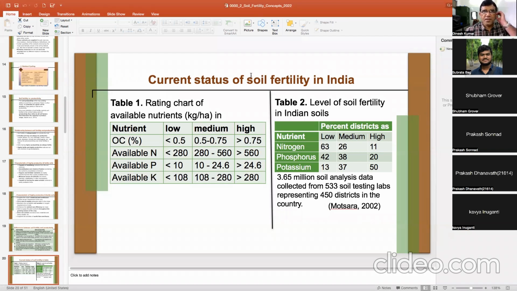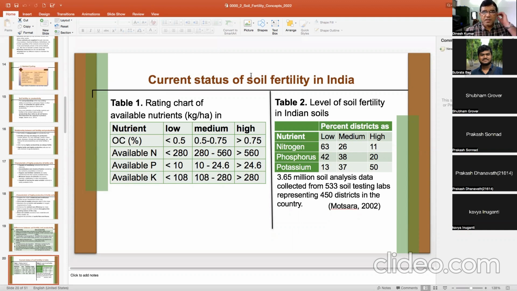Shubham. Available nitrogen, it is very easy to say available nitrogen. For example, in case of available phosphorus, it is mostly... Shubham or anybody else. Prakash, there are two Prakash. Sir, in case of phosphorus, it can be orthophosphate, H2PO4 negative.